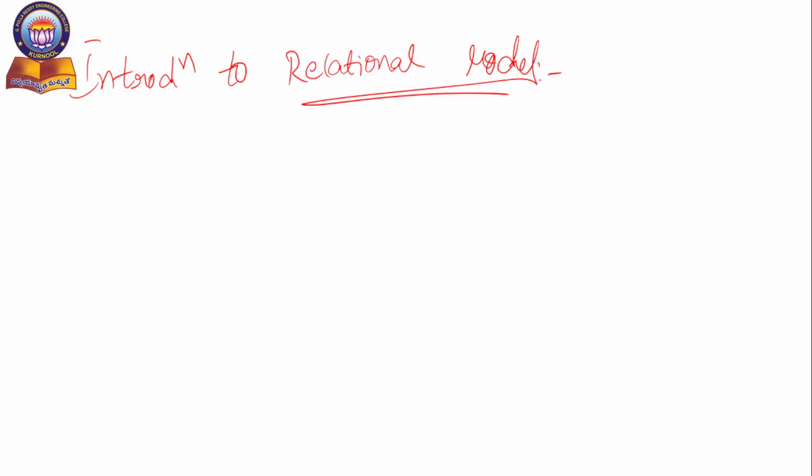Introduction to the relational model. This ER model will be converted into the relational model. In previous slides, we learned about the ER model, the entity relationship model. In this relational model, what is going to happen is that the ER model will be converted into the relational model.